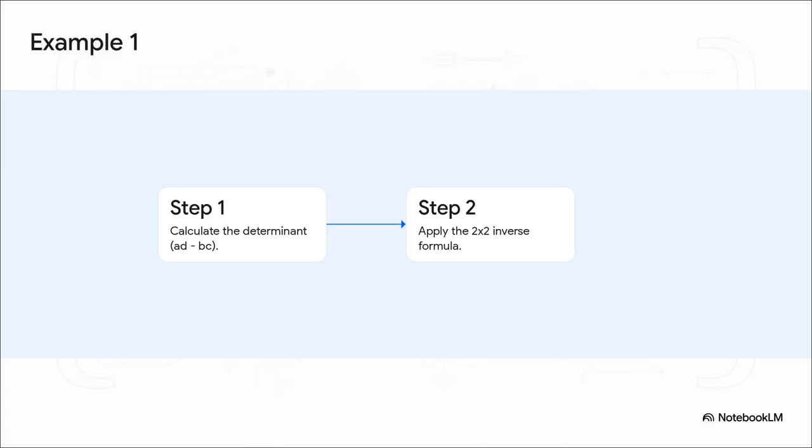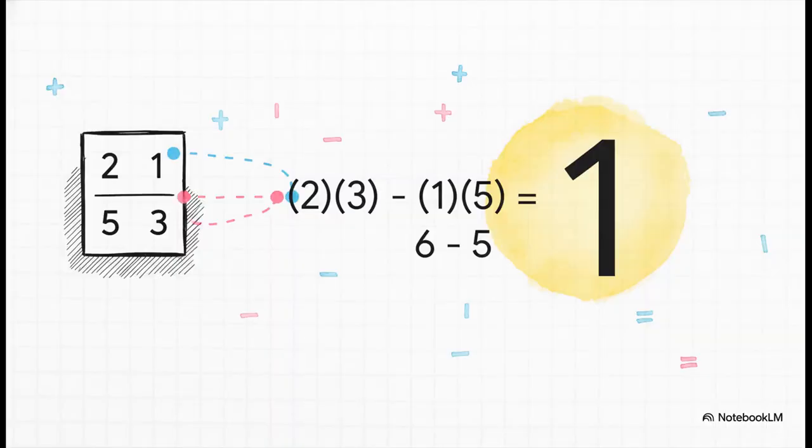Let's put this thing to the test. We're going to find the inverse of matrix A right here. It's got 2, 1, 5, and 3. And like we said, it's just a 2-step process. First, we find that determinant number. Then we plug everything into our little formula. Let's do it. Step 1. Find the determinant. Remember, it's AD minus BC. So for us, that's A times D, which is 2 times 3, minus B times C, which is 1 times 5. So we get 6 minus 5, which gives us a nice, simple determinant of 1.